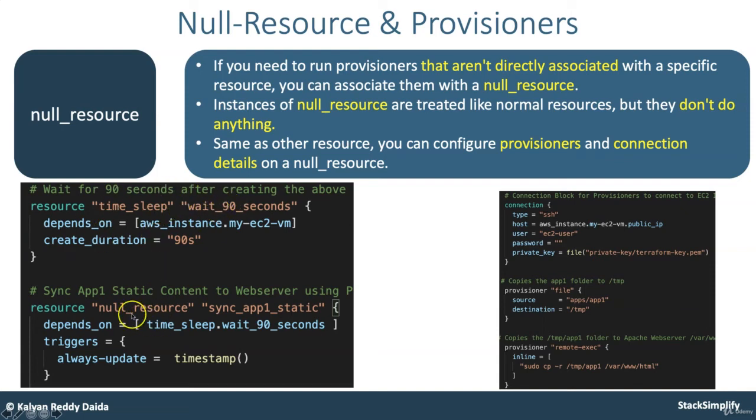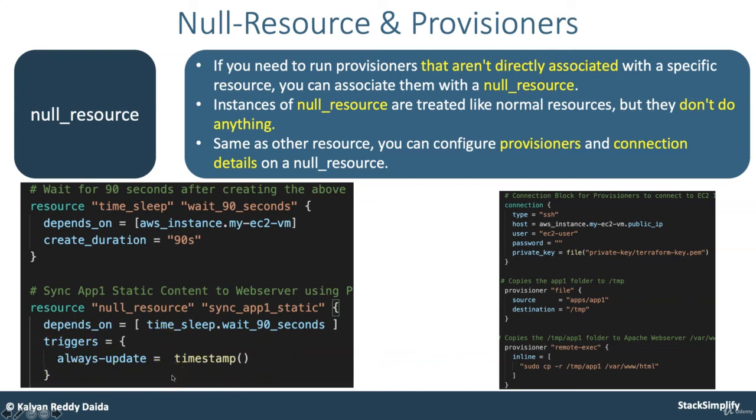Once this is done, you will go to the null resource and inside it you will say depends on this respective resource, which means once the EC2 instance is created, it will wait for 90 seconds. Once this time sleep resource is completed, the depends on meta argument will trigger and it will move on to the triggers option. What the triggers option does is it has a tag called always update with a timestamp, which means every time Terraform apply is run, this resource will have an update. That's the trigger you have implemented.